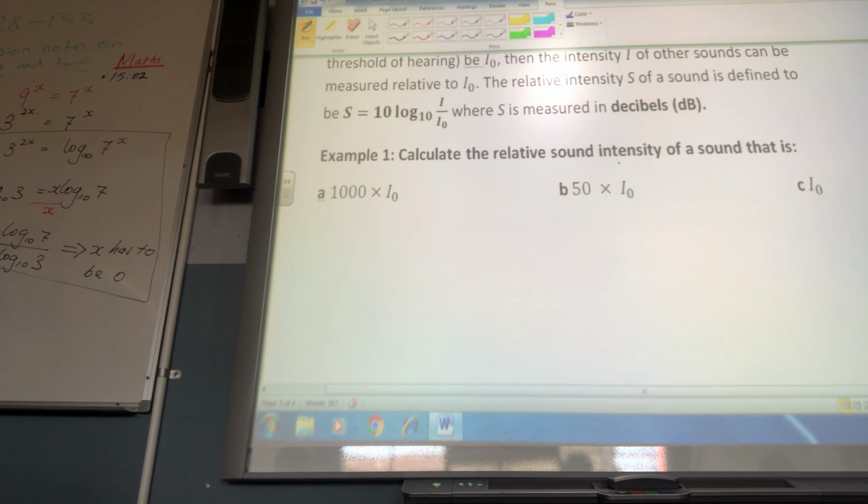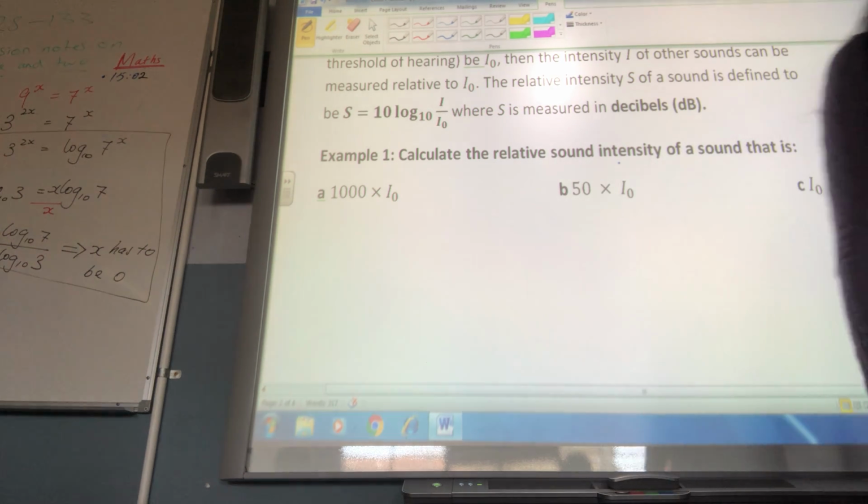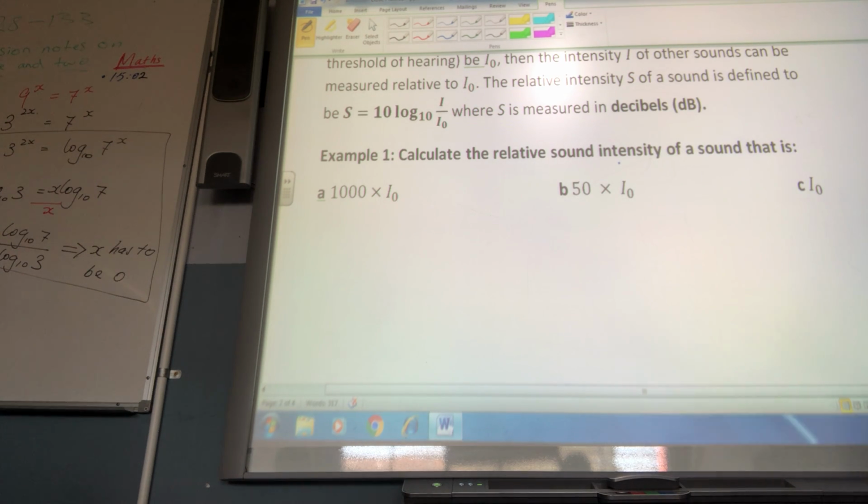You don't really need to know exactly what it is, but as long as you see decibels or dB, you just need to know it's a measure of sound. So it says, first of all, calculate the relative sound intensity of a sound that is 1,000 times I0. What does that even mean? I0, we already said, is the minimum sound that the human ear can hear. So what does it mean? It's 1,000 times of I0. It's 1,000 times louder, right? So maybe my voice now is like 1,000 times louder.